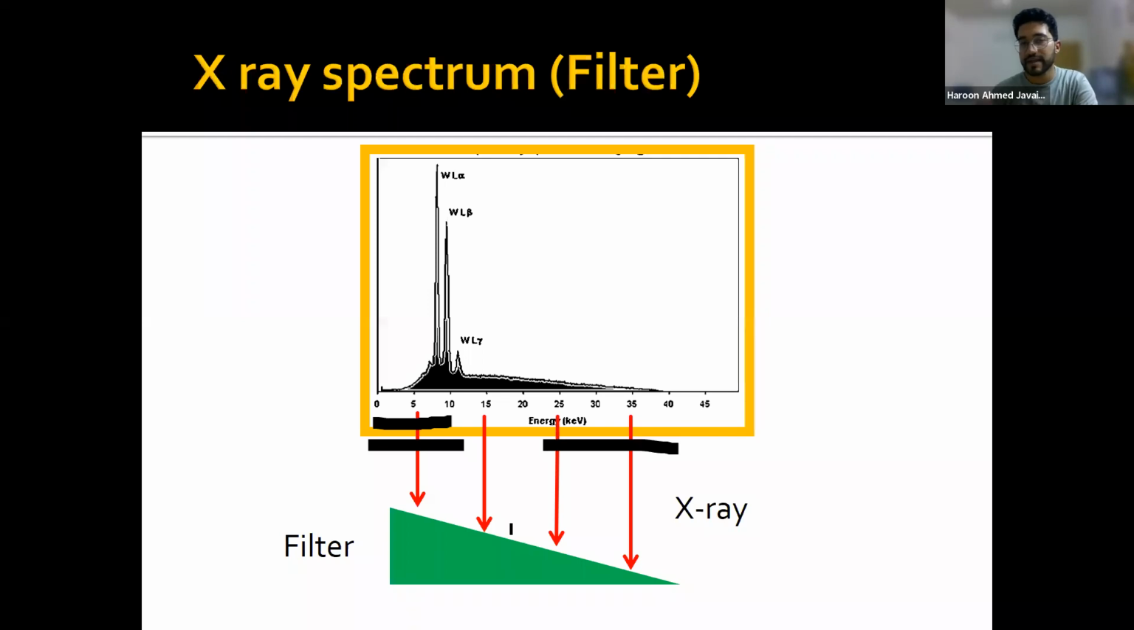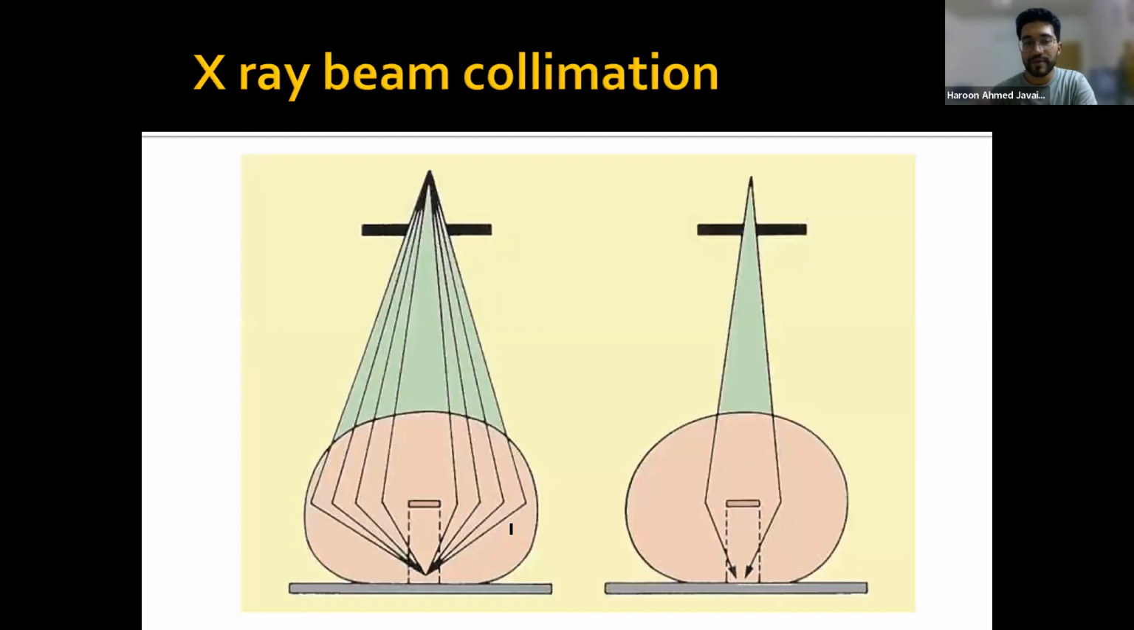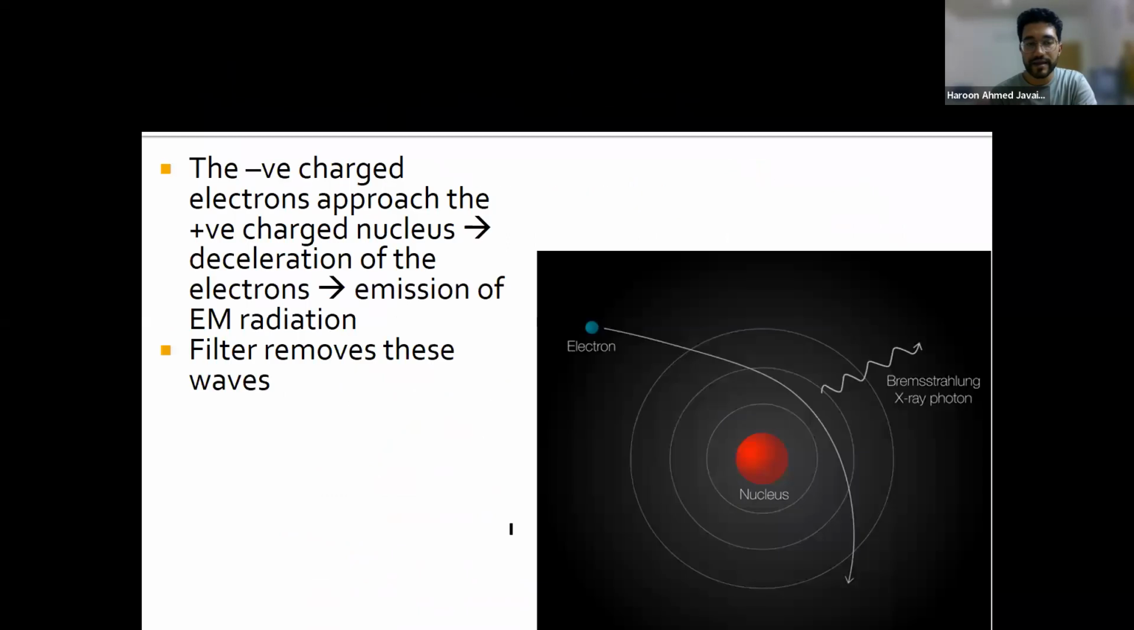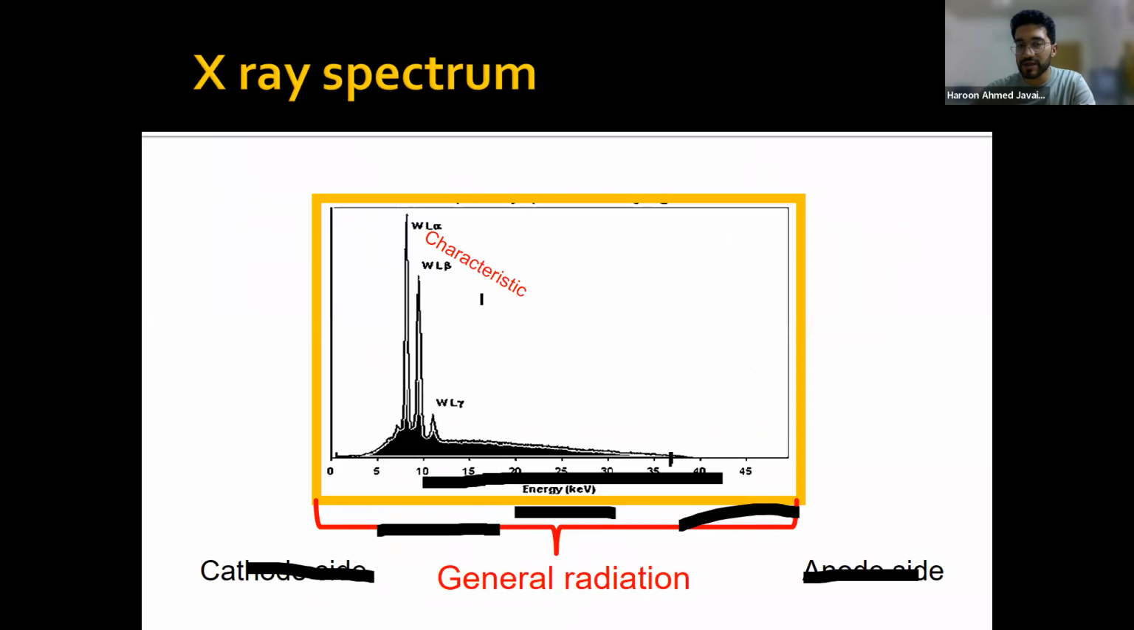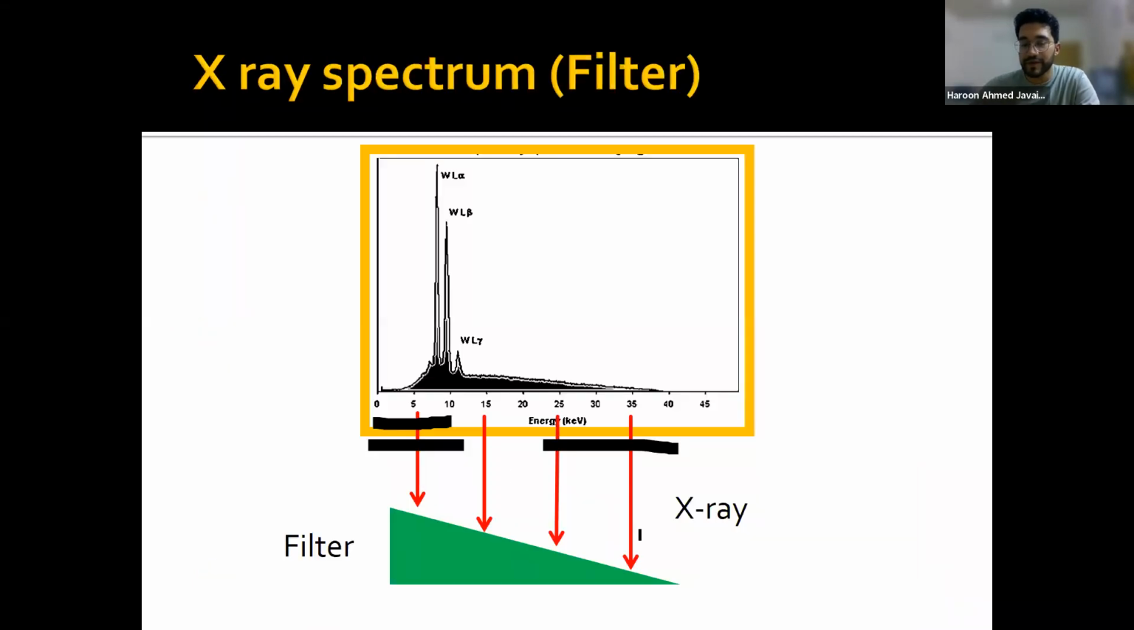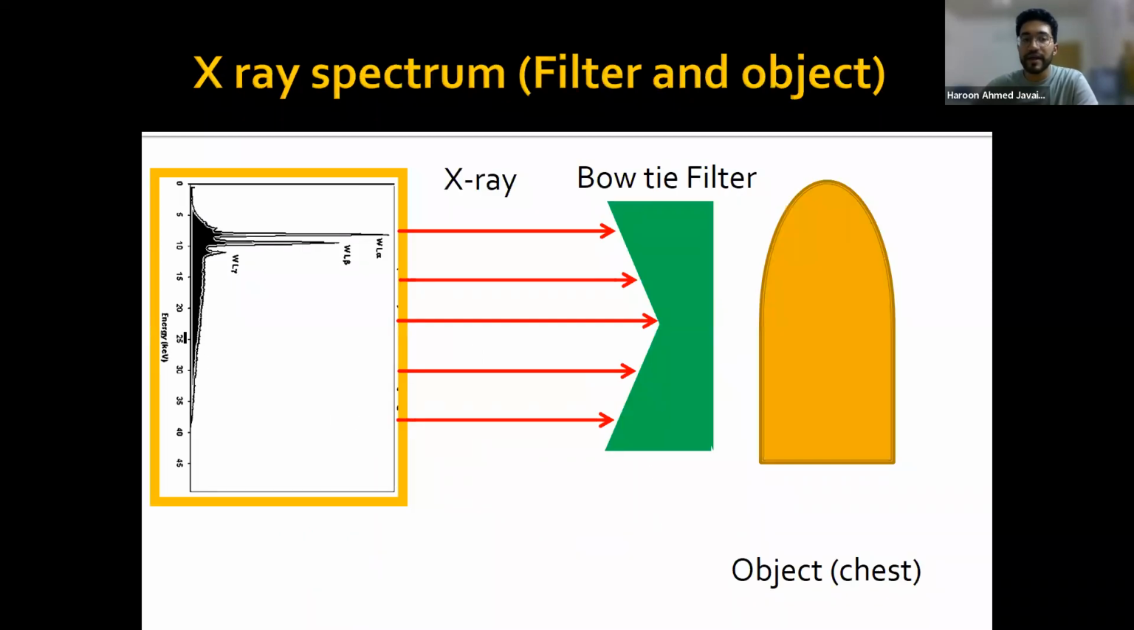That's the slide. This is why we use filters, okay? So remember how in this slide over here, it said filter removes these waves. Filter removes not these waves, but the unneeded waves. It includes both part of characteristic radiation and general radiation. We don't care which one it reduces. We're looking at the energy of specific waves, okay?